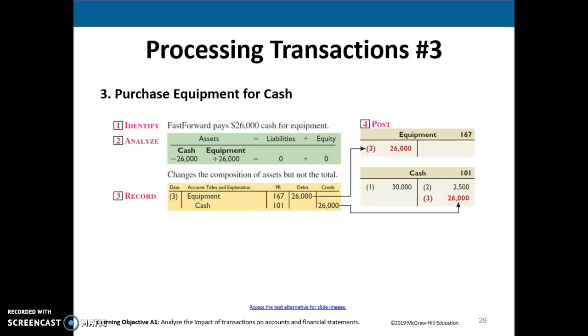If we look at our next transaction, we can see that we have a purchase of equipment for cash. So again, we are exchanging two assets. We're getting equipment and paying out cash. So the cash account will decrease and the equipment account is going to increase. It's going to look similar to the one we just did. So we increase the equipment account with a debit and we decrease the asset account with a credit.